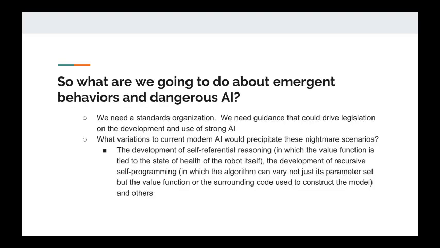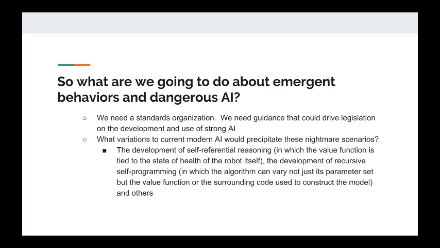So what are we going to do about emergent behaviors and dangerous AI? Well, that's, again, like I said, more of the fun question, but it still sort of keeps me up at night. We do need some kind of standards organization. We need some guidance that would drive legislation on what we're going to do about strong AI as it gets stronger. First of all, in my personal opinion, the things that would precipitate these scenarios are as follows.